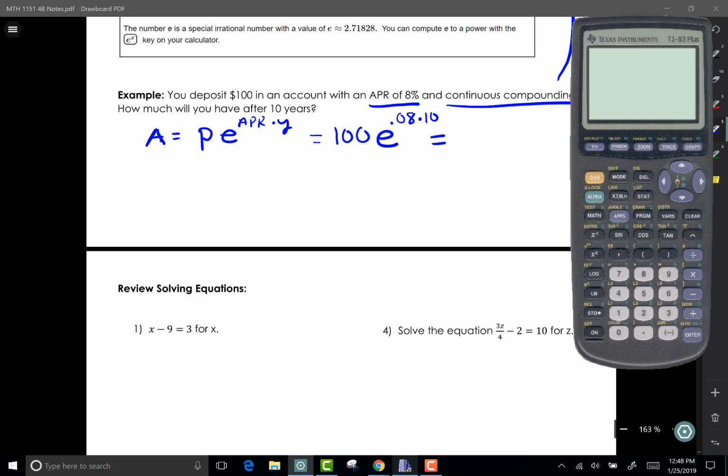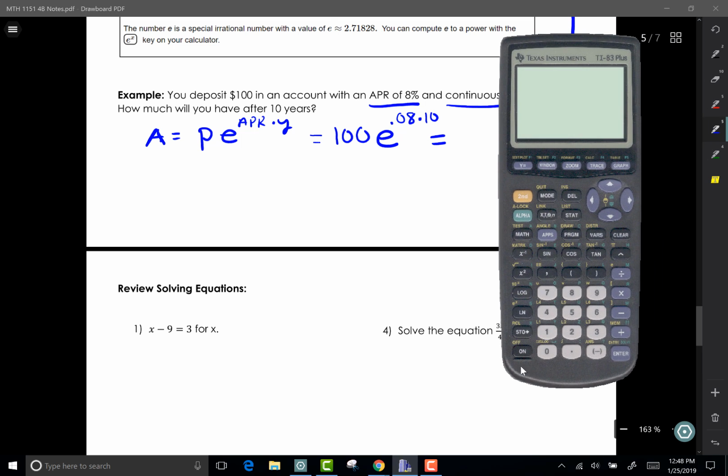Okay, so to put that in on the calculator, I'm going to take 100. And then your E button, if you look right next to your 4 button on the left, there's the natural log button that says ln. And then right above it, mine's in yellow, but yours might be in a different color. Right above the ln button, it says e to the power of x. That's the E button that you're going to use.